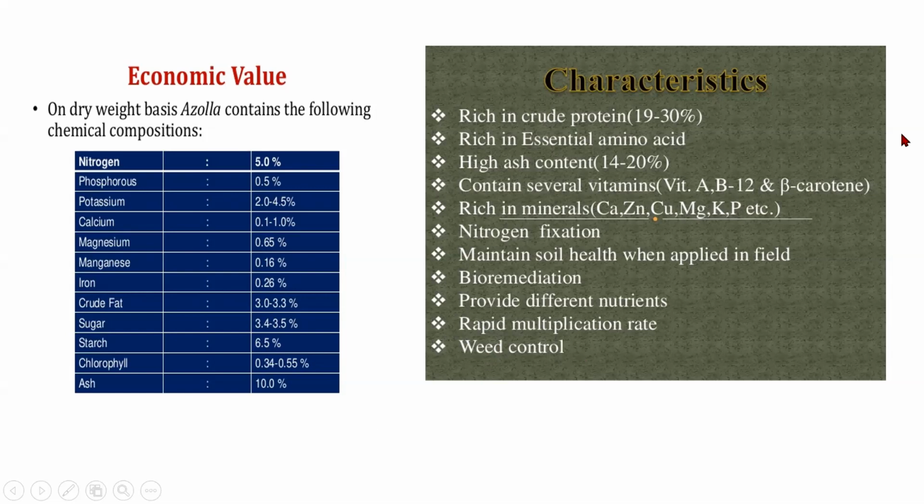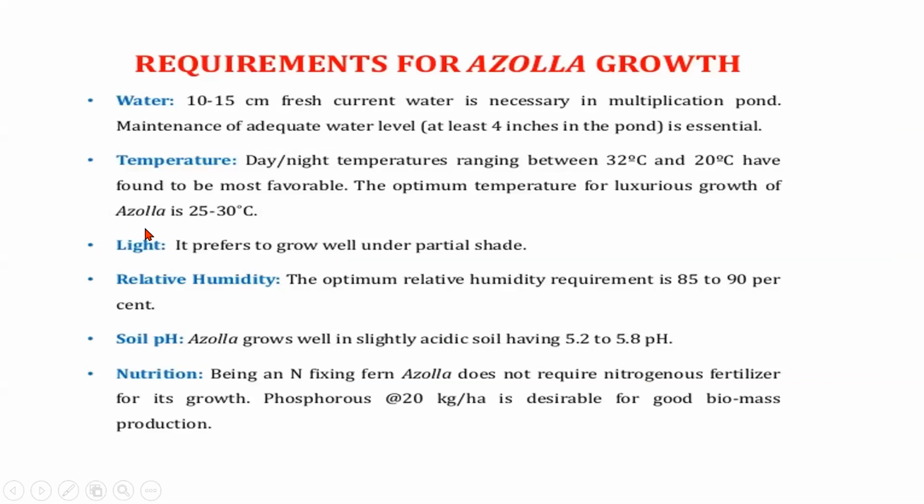So these are some of the characters of azolla. Having seen the benefits, we need to know how they are cultivated. So the basic needs are water, definitely, because you need fresh water in the multiplication pond, and at least 4 inches of water in the pond is essential. It should not be very shallow.